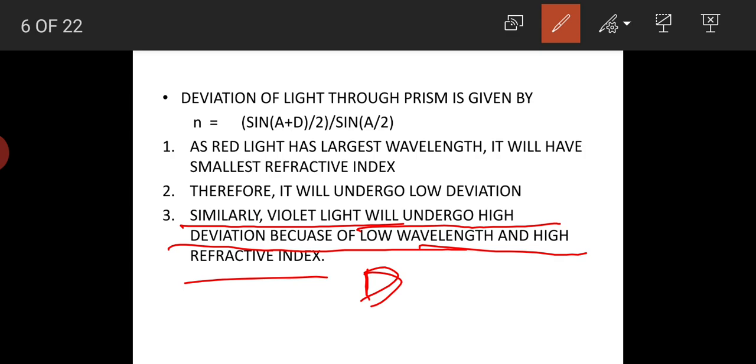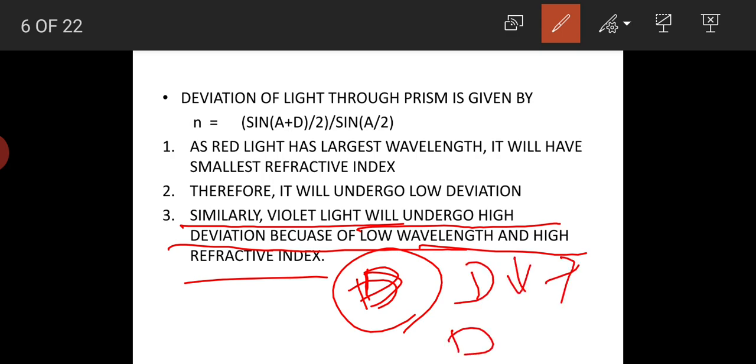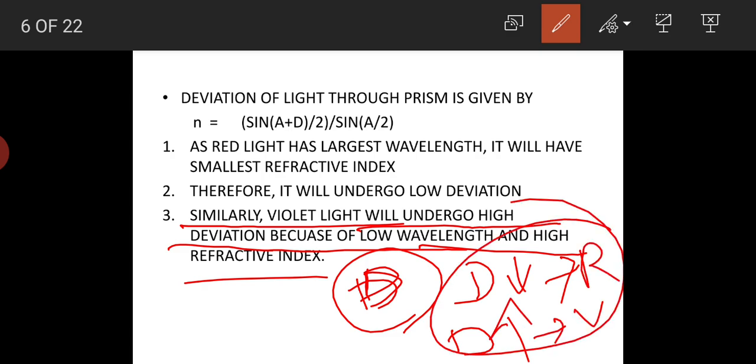Simply, in order to say simply, angle of deviation will be different for different colors. Angle of deviation will be low for red color and angle of deviation will be high for violet color. So it will undergo dispersion.